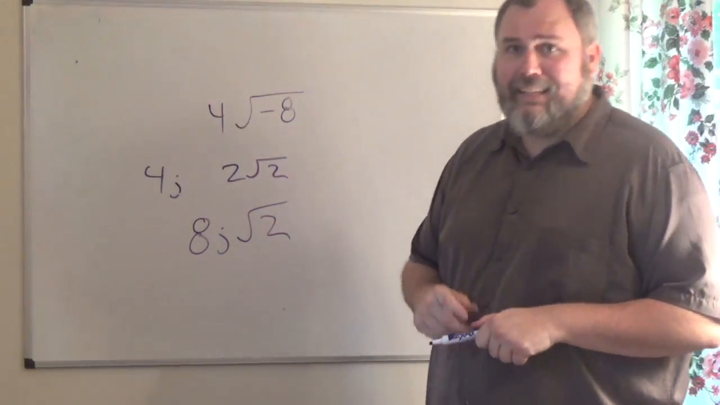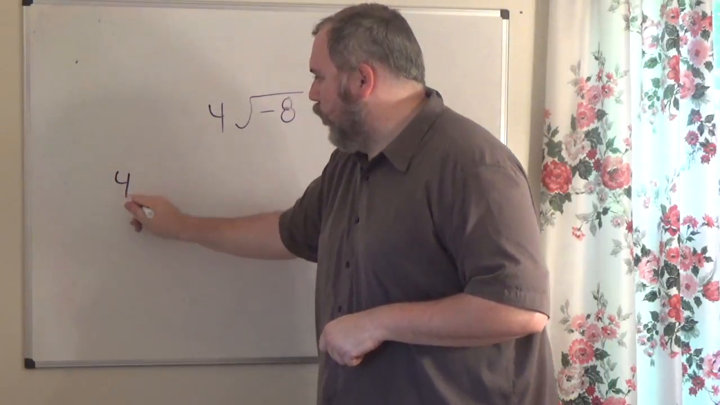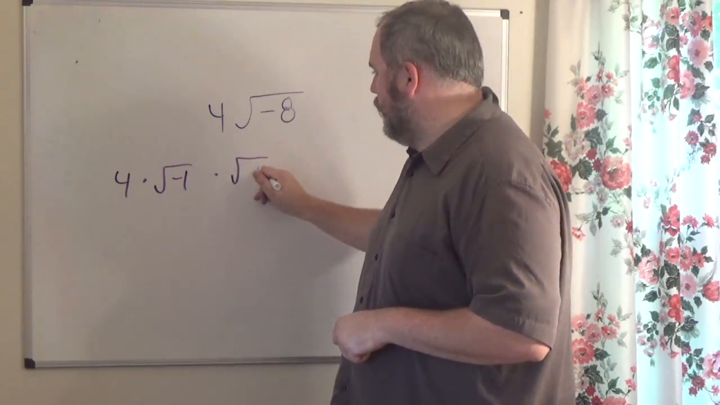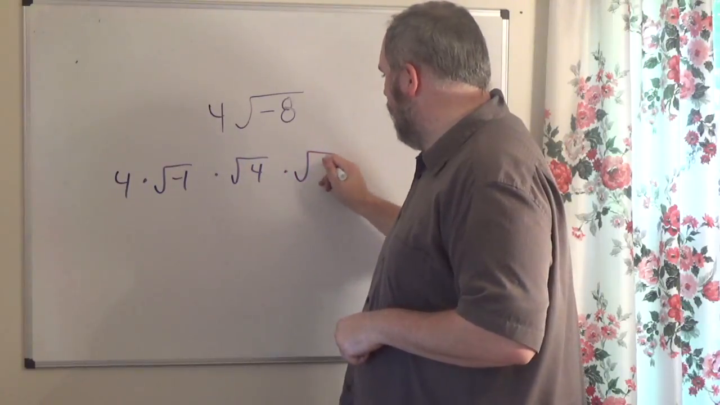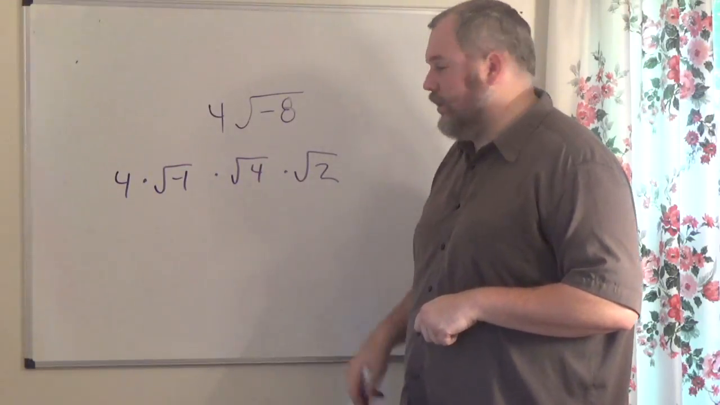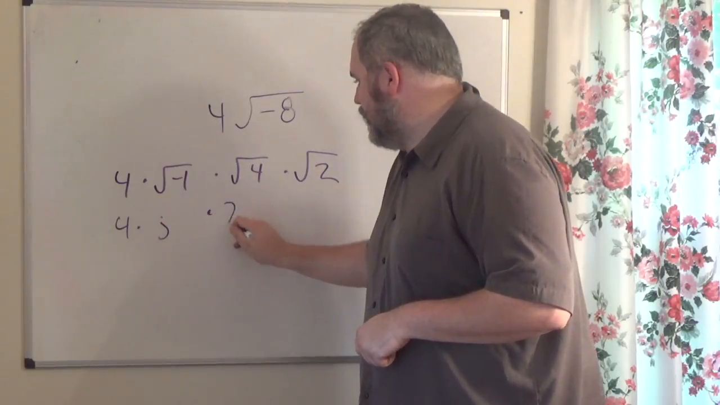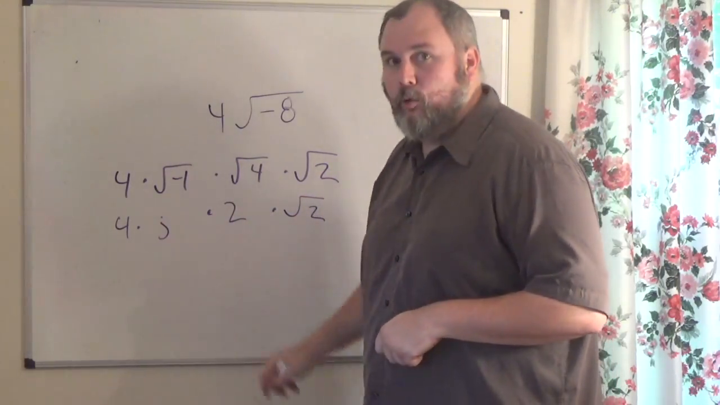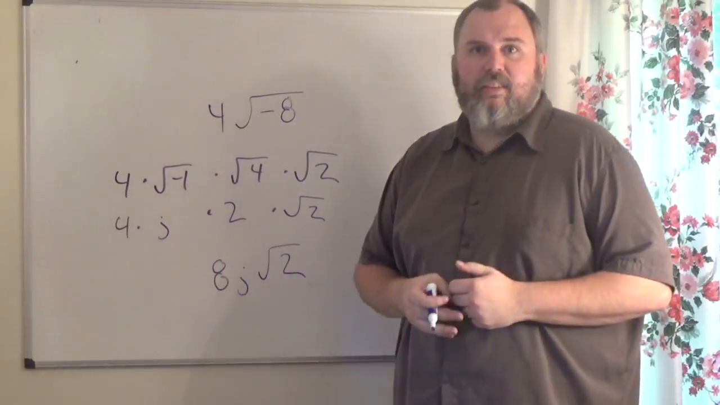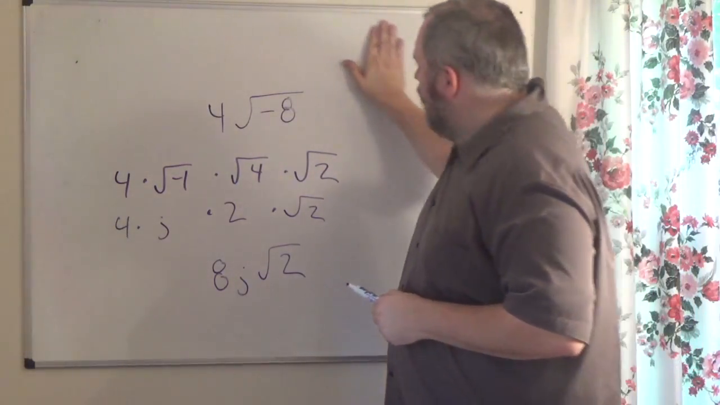Don't like that way? Let's do it one more way. I could say 4 times the square root of negative 1 times the square root of 4 times the square root of 2. Why that? Because negative 1 times 4 times 2 is negative 8. This is going to give me 4 times j times 2 times the square root of 2. Multiply all this out: 8j times the square root of 2. So, different ways to do it. As long as you can see it, I'm happy. Alright.